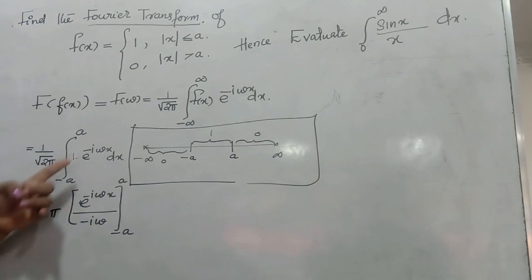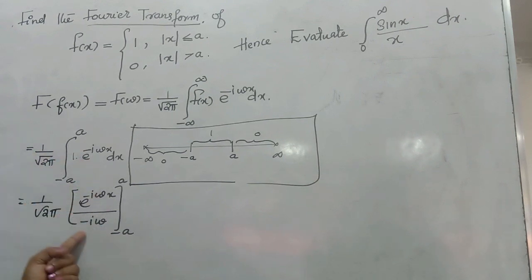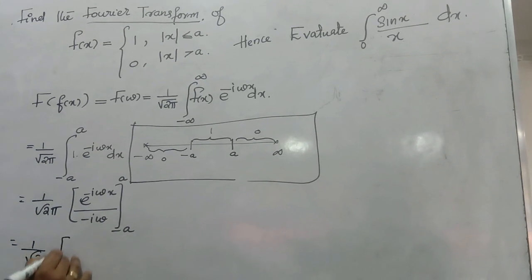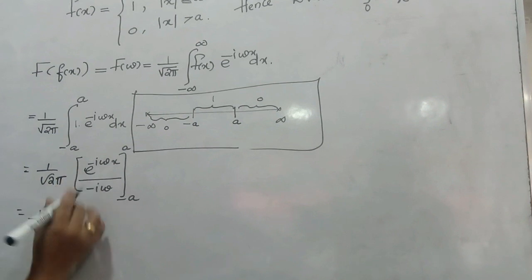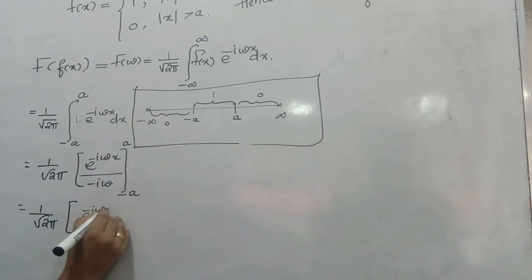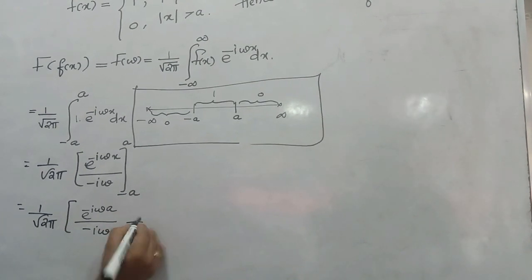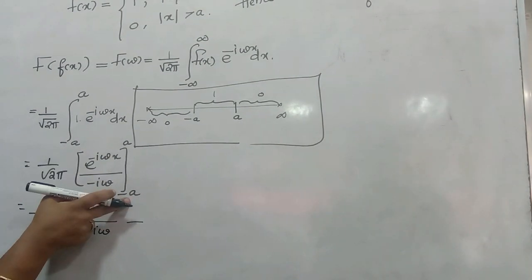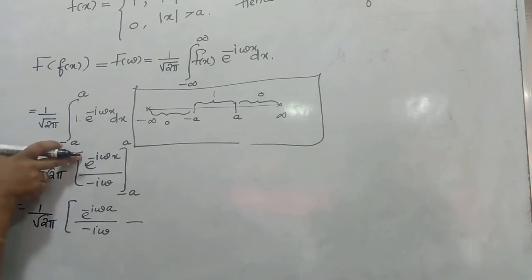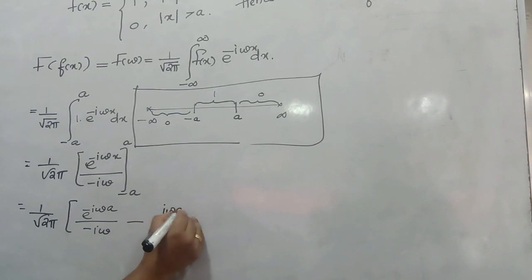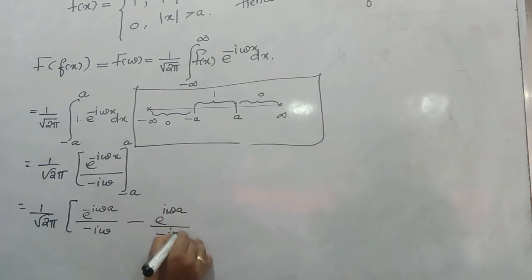The integral is e raised to minus i omega x by minus i omega, and the limit is taken from minus a to plus a. Apply the upper limit, or replace x with the upper limit a. The term is e raised to minus i omega a by minus i omega, right? And minus the lower limit, replace x with minus a. This minus becomes plus, minus of minus, it is plus i omega a divided by minus i omega.